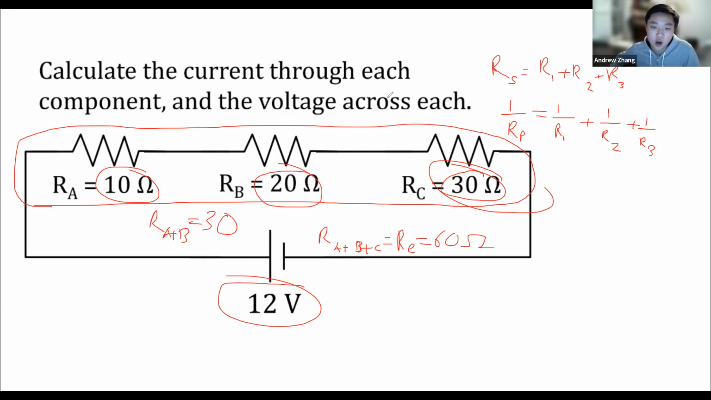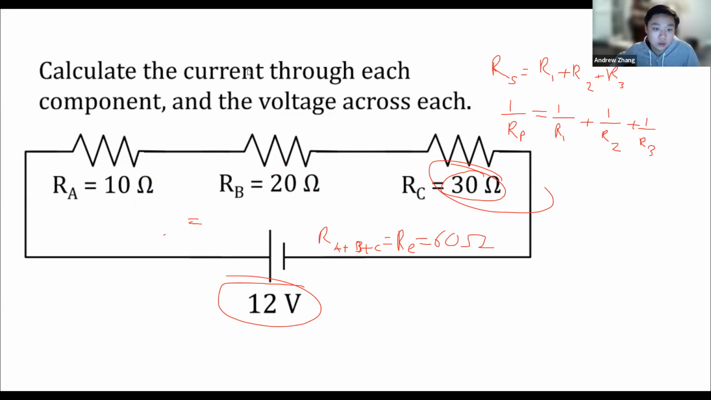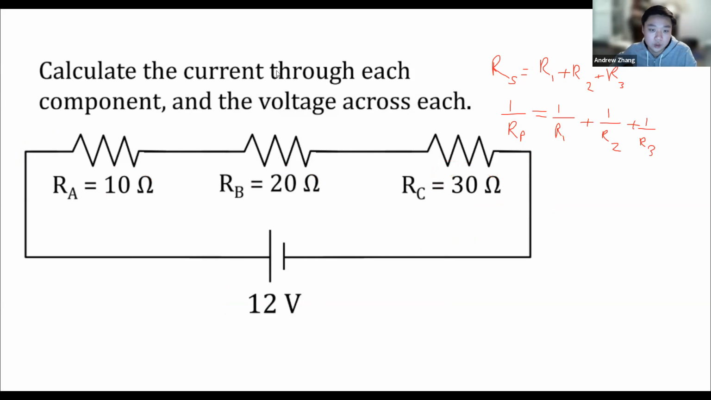And yeah, so that's our quick little equation that we use to find that R is going to be equal to 60 for the total. So R equivalent equals 60 ohms. We'll write that down there. And now we want to find the current through each component. Well, this is all one series, it's all one branch. So that means that current should be the same throughout all of them.